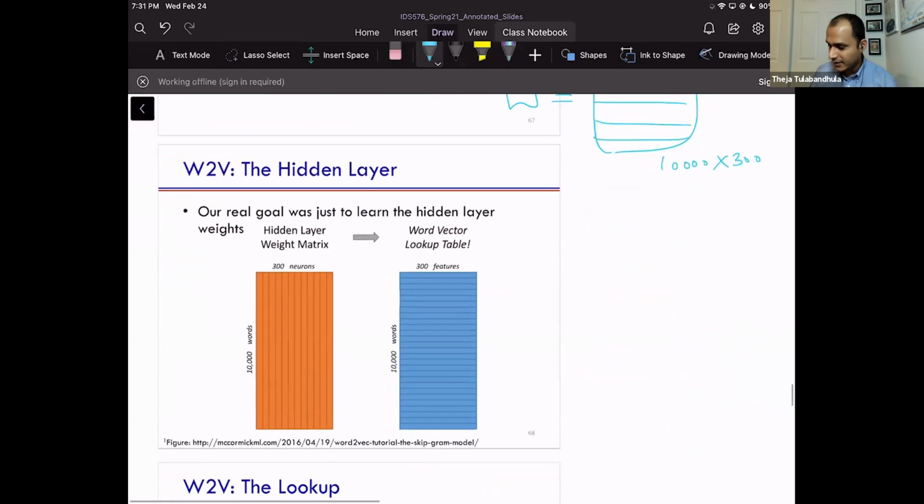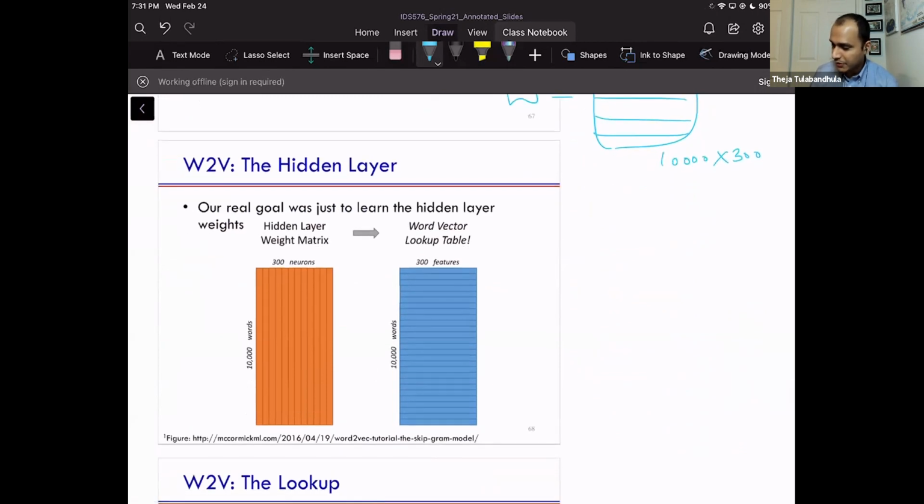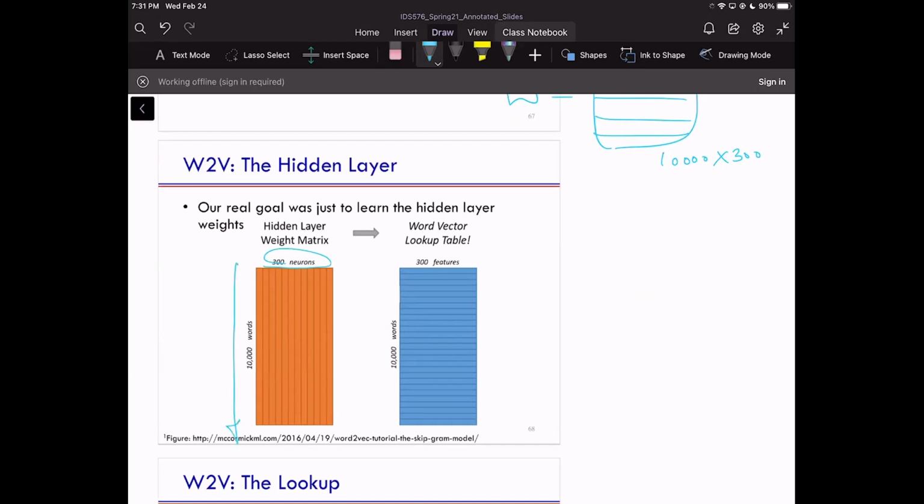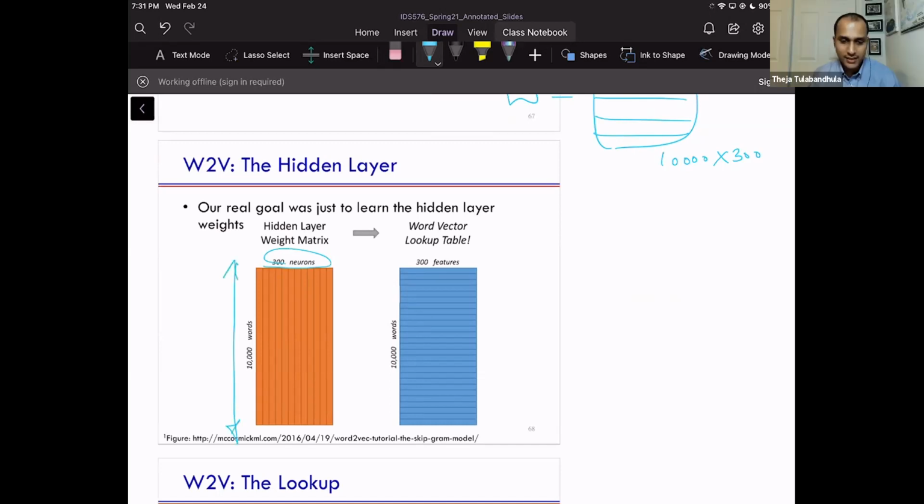Okay, that's exactly the notation here. So what I'm saying is that if you transpose it, then you have 300 neurons and 10,000 rows because there are 10,000 words, and you can just look at each row to be one word vector. Okay, and this is our real goal. Our real goal is to just learn this first set of weights.